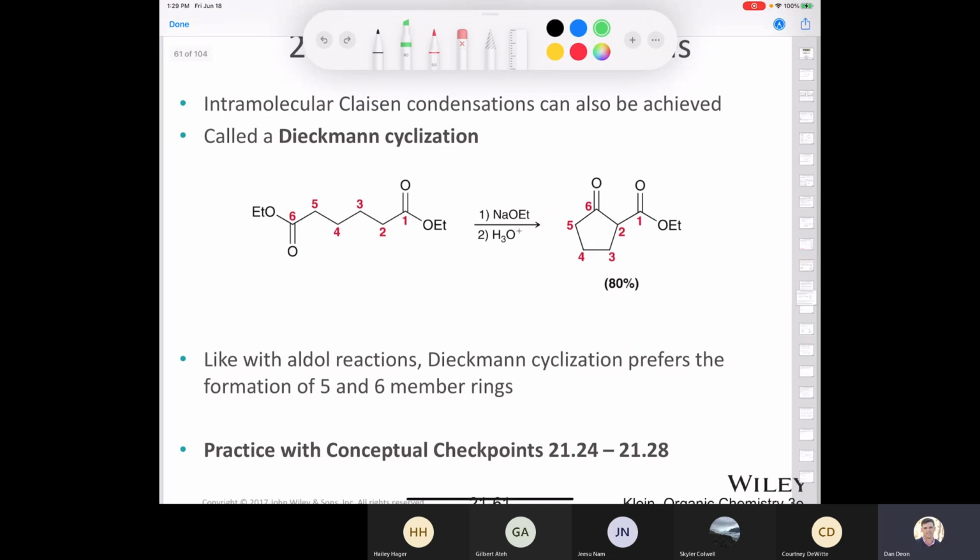Well, you remember the intramolecular aldol condensation reaction that we looked at earlier today? Well, you can also do an intramolecular Claisen condensation. And when you do that, it's got its own name. It's called a Dieckmann cyclization. I've actually heard it pronounced differently. I don't know, I'm pretty sure it's a German name. But the Dieckmann cyclization: you have two esters in the same molecule.